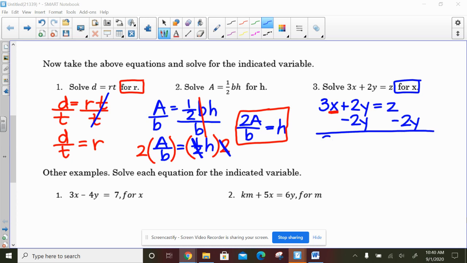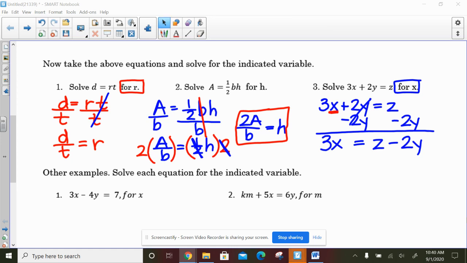Here, I'll just bring my 3x down. The 2y minus 2y cancels. Equals z minus 2y. So all I'm doing is bringing down the z, bring down the minus 2y.